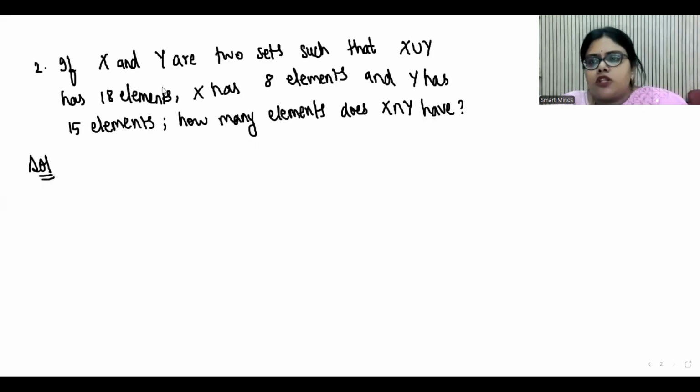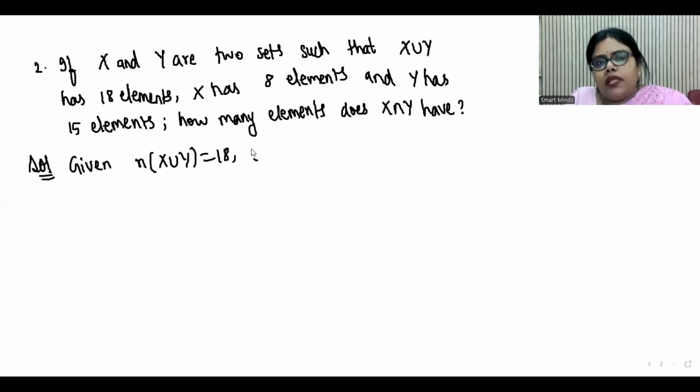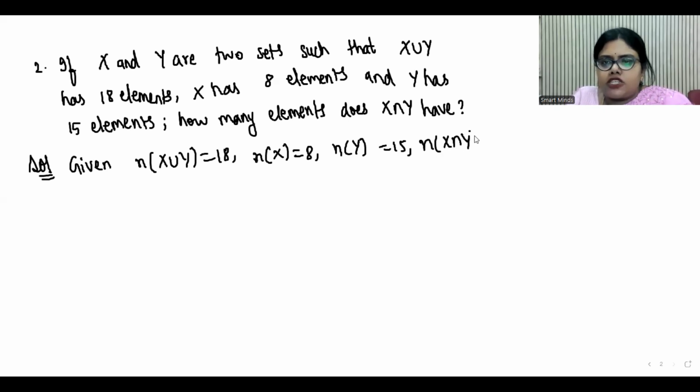Take the next question. This is also a similar one. If x and y are two sets such that x union y has 18 elements, x has 8 elements and y has 15 elements, then how many elements does x intersection y have? So what is given to us? X union y has 18 elements. That means n of x union y equals 18. Then x has 8 elements, which means n of x is 8. N of y is 15. Then what is n of x intersection y? We need to find out.